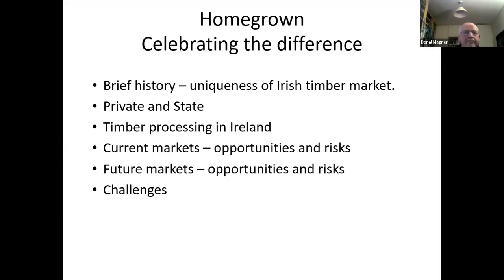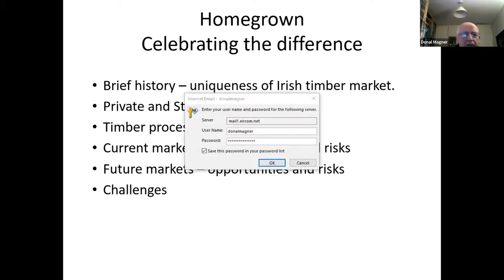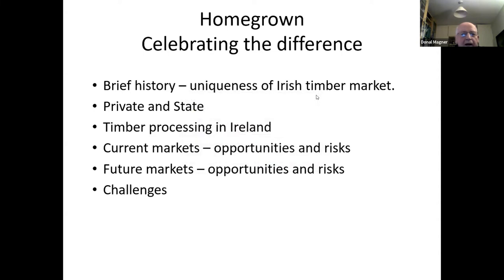Okay, so I'm really talking about homegrown timber, and that's the subject for this evening. I'm celebrating the difference between what happens in Ireland and in most other European countries. I'm going to divide the talk up into a brief history. Also, I'm going to talk about a unique situation in Ireland, because we are different from other European countries in that we've had a huge input of private planting, mainly state, in the last number of years. I'm also going to talk about timber processing in Ireland. Aodan has touched on the sawmilling perspective, so I'll just do a brief talk on that because Aodan has covered it. I'm going to talk about current markets, opportunities and risks, and future markets, also opportunities, risks, and the challenges that we face in the next few years as well.